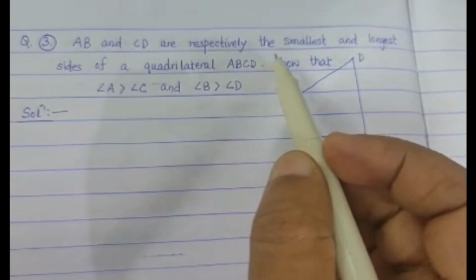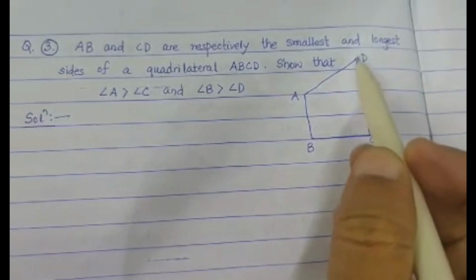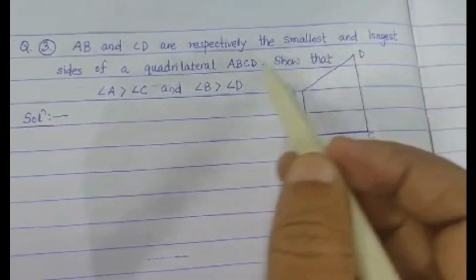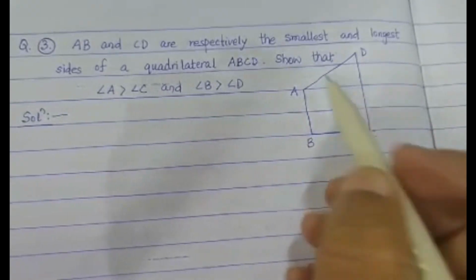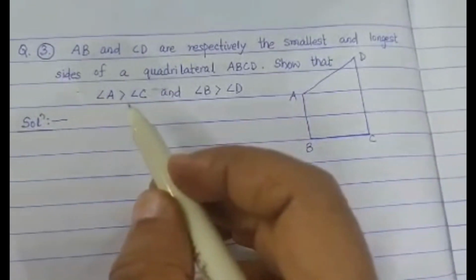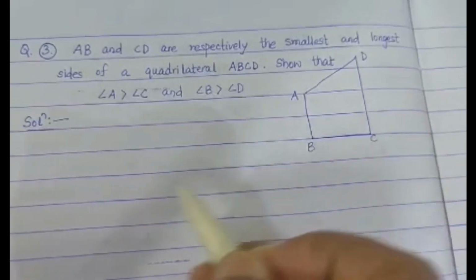AB and CD are respectively the smallest and longest sides of a quadrilateral ABCD. Okay, so AB is the smallest, CD is the longest. So that angle A is greater than angle C and angle B is greater than angle D.